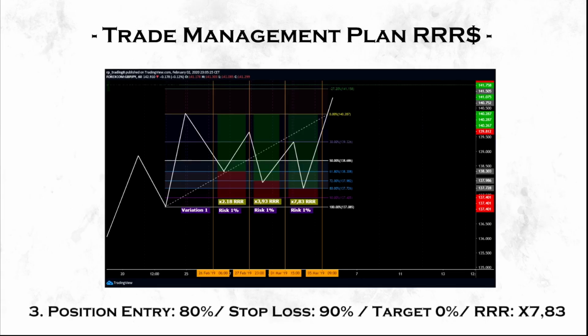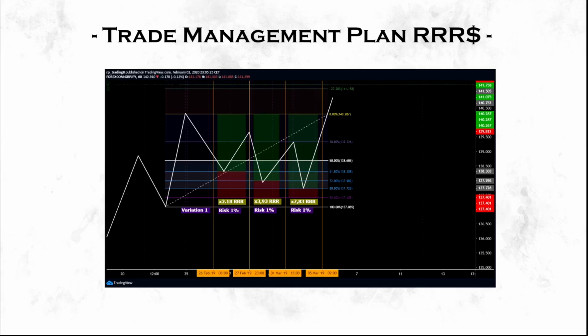So the first position would have a risk-reward ratio of 2.18, the second position entry would have a risk reward ratio of 3.93, and the third position entry would have a risk reward ratio of 7.83 to 1. Alright, now let me give you the first variation. Let's say we split our 3% risk in 3 positions of 1% each.